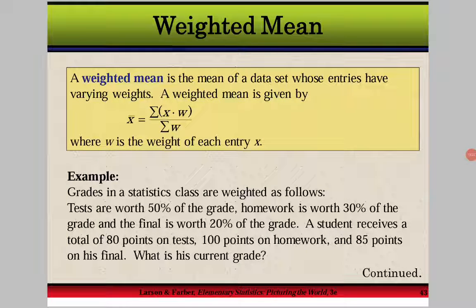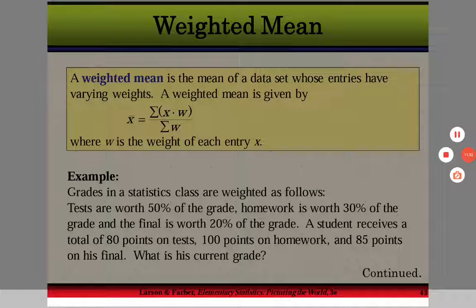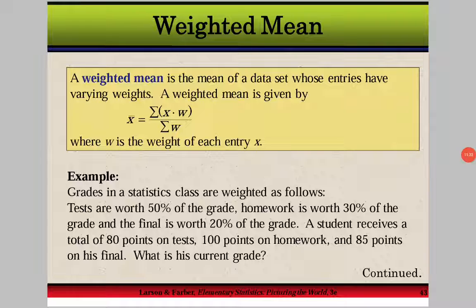So next is weighted mean. What is a weighted mean? A weighted mean is the mean of a data set whose entries have varying weights. The weighted mean is given by x bar equals sigma x into w by sigma w.